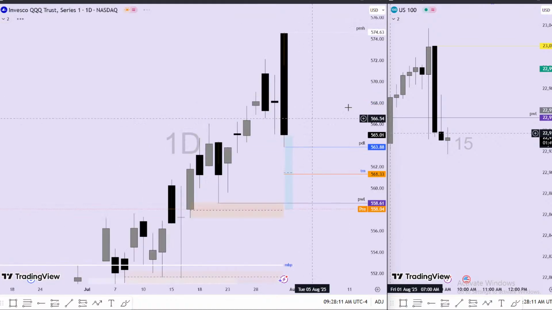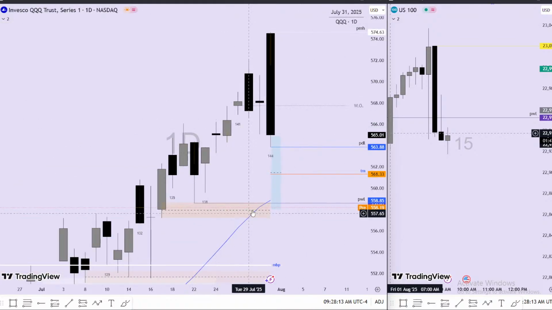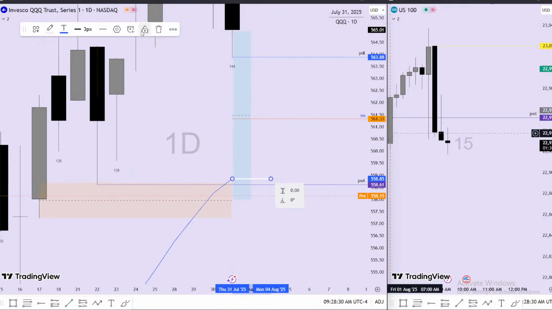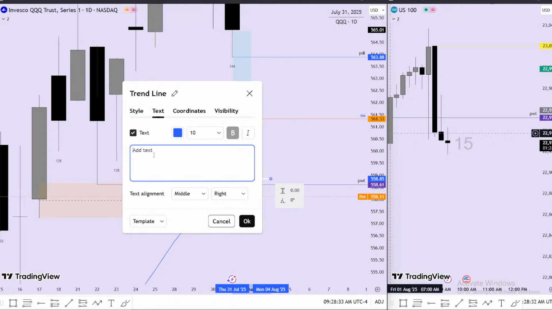If I go to the daily time frame, we're breaking out of this expanding triangle. This is the next point we are looking at right now. On the daily time frame, we are close to the 20-period moving average. We're slightly below that point.